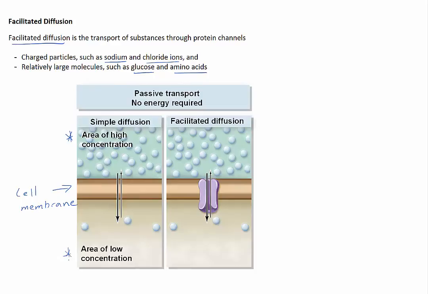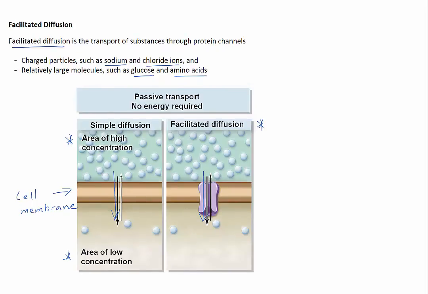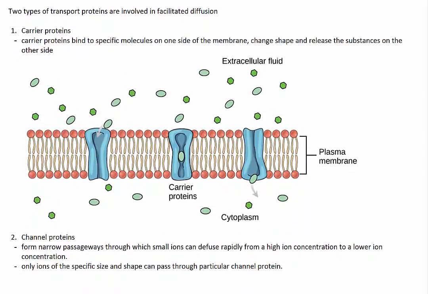And this solute is able to move freely through the phospholipid bilayer, which means it's going to move from the area of high concentration to the area of low concentration down a concentration gradient. The only difference between that and facilitated diffusion is that facilitated diffusion occurs through transport proteins, as shown on this diagram on the right. There are two types of proteins that are involved in facilitated diffusion, and these are carrier proteins and channel proteins.